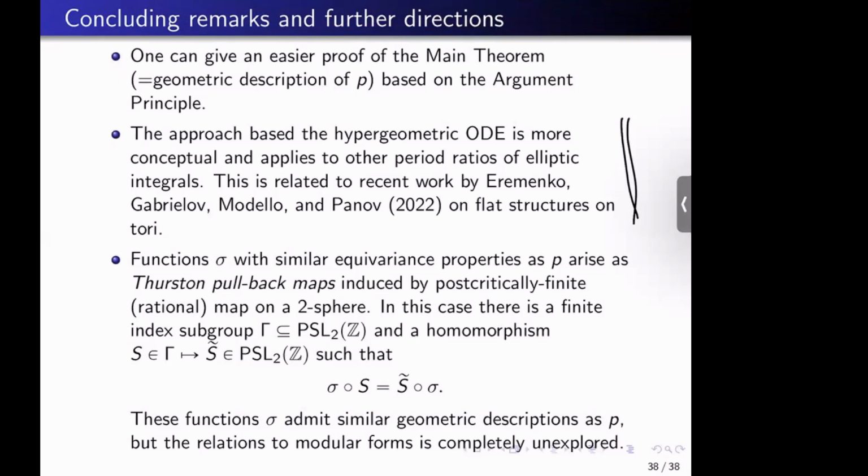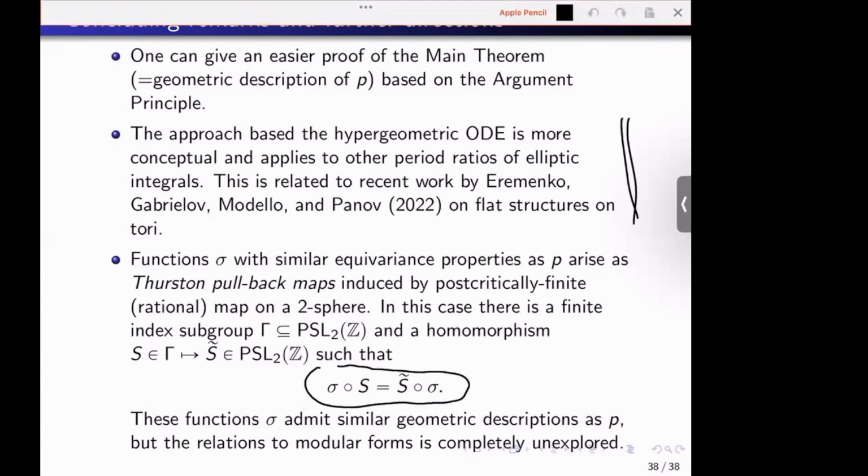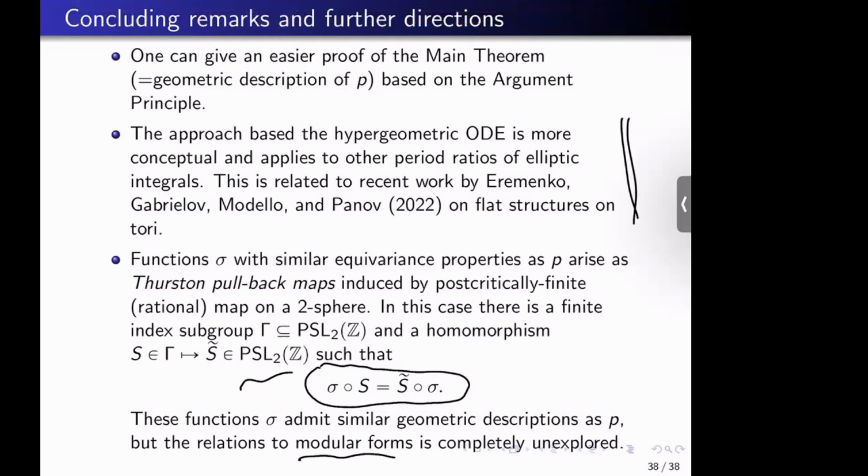Maybe another thing that I should point out is another direction where you find functions with very similar equivariance properties with respect to the modular group, namely they arise as Thurston pullback maps, right? And this suggests that there is a relation of these types of functions with modular forms, but this has not been studied at all. So I think this would be a very interesting topic for further exploration. And with these remarks, let me finish my talk because my time is up. Yeah, thank you.